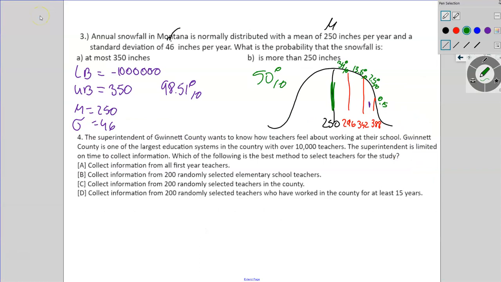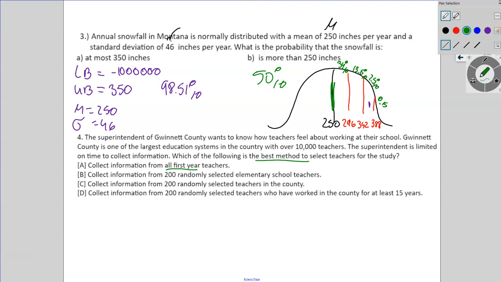All right, question 4. The superintendent of Gwinnett County wants to know how teachers feel about working at their school. Gwinnett County is one of the largest educational systems in the country with over 10,000 teachers. The superintendent is limited on time to collect information. Which of the following is the best method to select teachers for a study? So that's something we learned today. Collect information from all first-year teachers. Well, not really, because then you're limiting it to just first-year teachers.